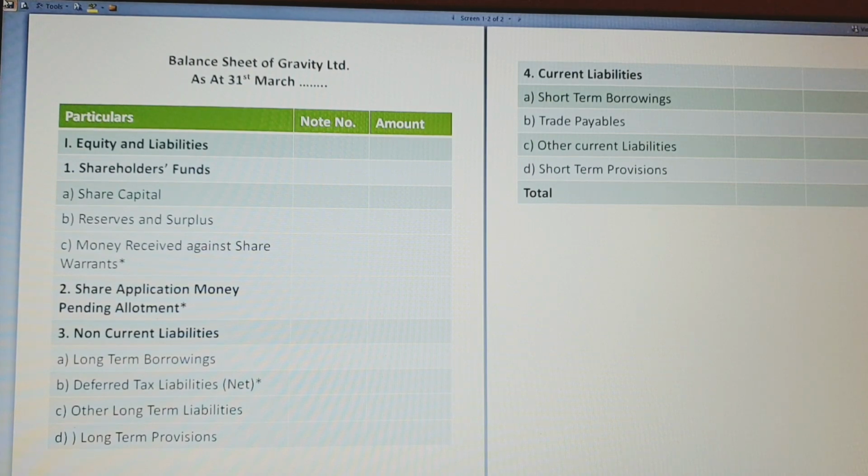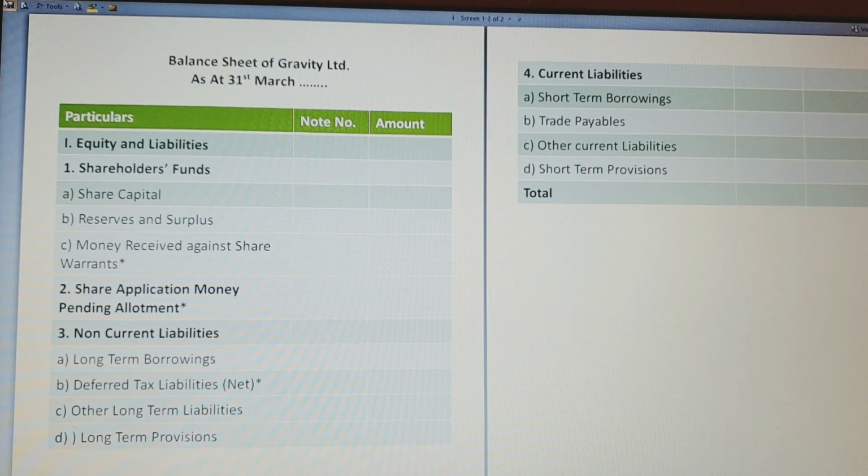So this also has 4 subheadings. Short-term borrowings, meaning borrowing from, say, the bank for a month, a period of 3 months, 6 months, 8 months, maybe something like that. Bank overdraft is one item which will be under short-term borrowings. Trade payables. Now trade payables is a new term for you. Trade payables includes creditors, trade creditors, people whom we have to pay for our purchases and supplies. And also it includes bills payable.